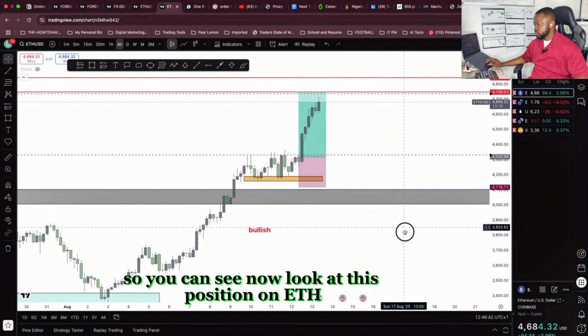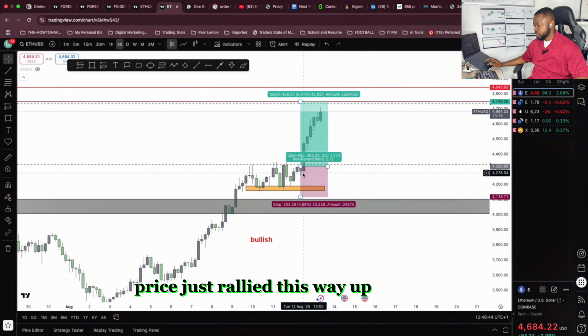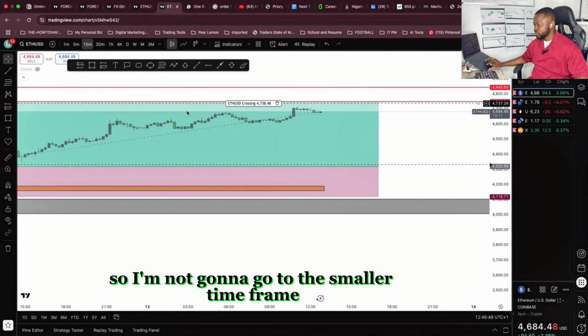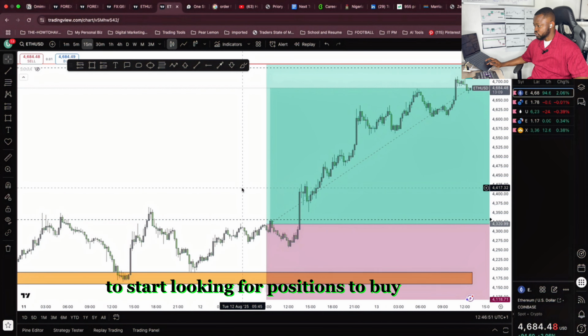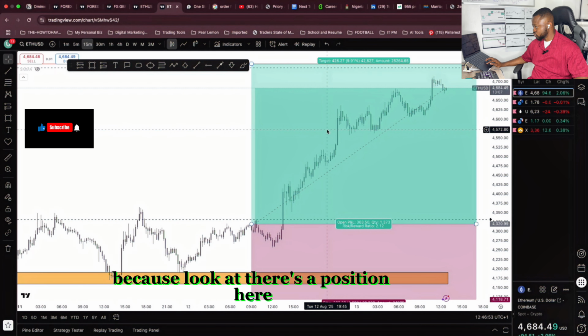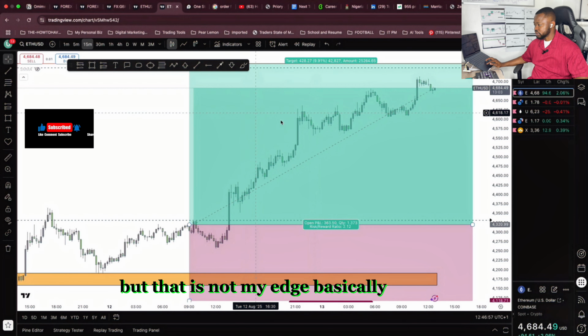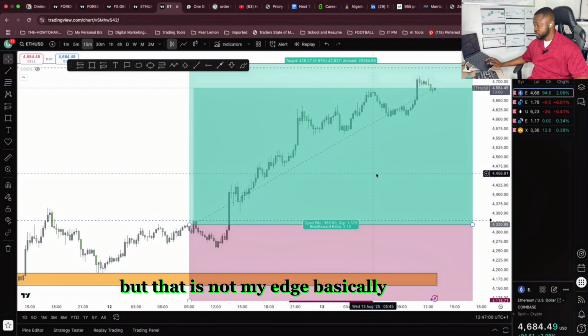So you can see now, look at this position on ETH. Price just rallied its way up. So I'm not going to go to the smaller time frame to start looking for positions to buy, because look, there's a position here, there's also a position here to buy. These are opportunities, but that is not my edge basically.